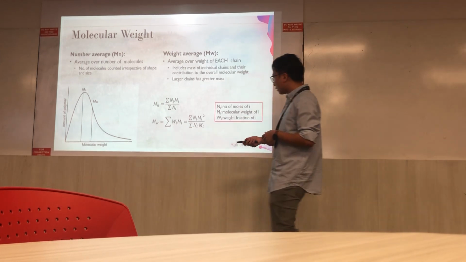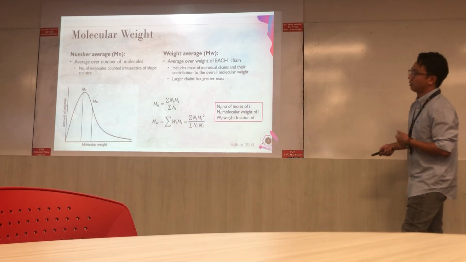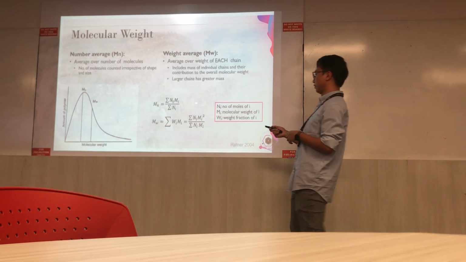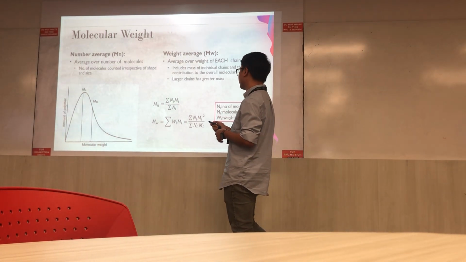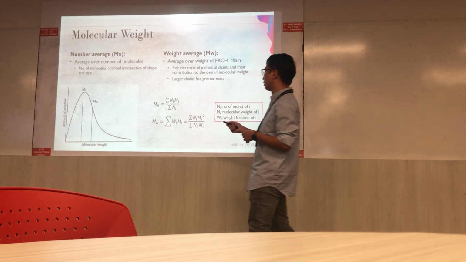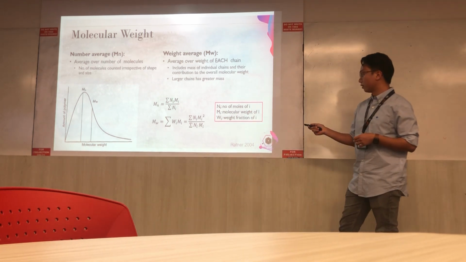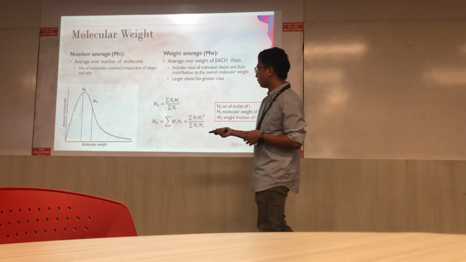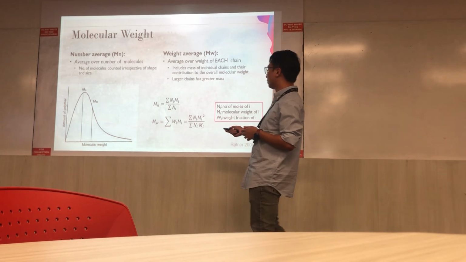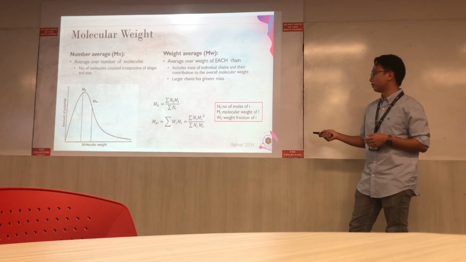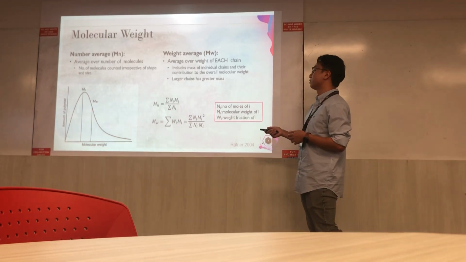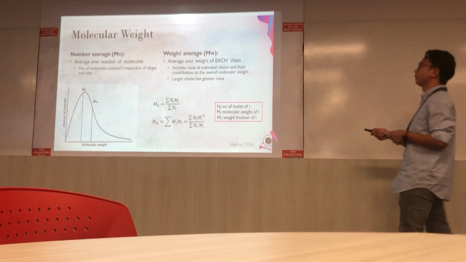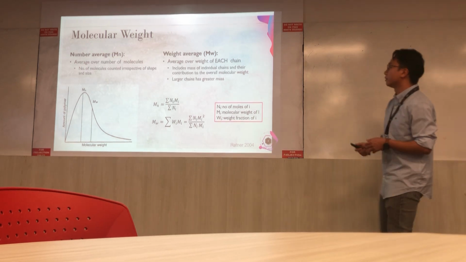Okay? So the calculations are as follows. Summation, a lot of numbers, but it's actually quite straightforward. For the number average, you just take the summation of the number of each type of molecule multiplied by the individual weight. You sum everything and divide by the total number. Here, you take into account Wi, which is the weight fraction of each individual polymer. How that differs, we will look at in the calculation later.